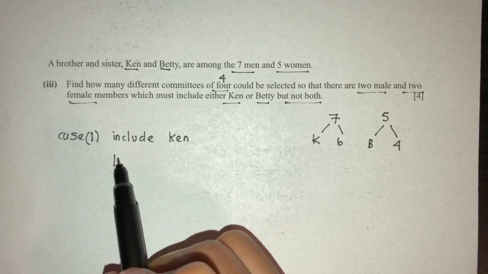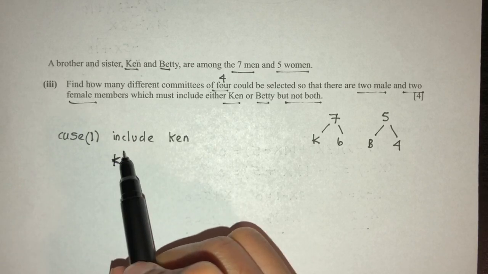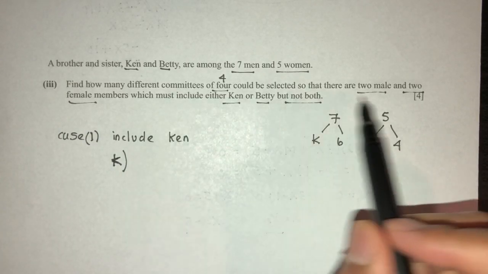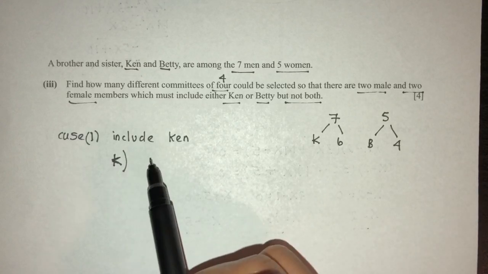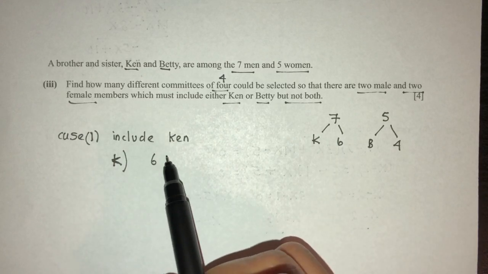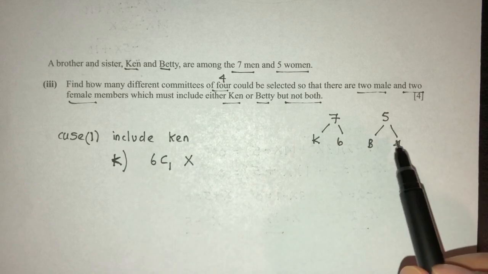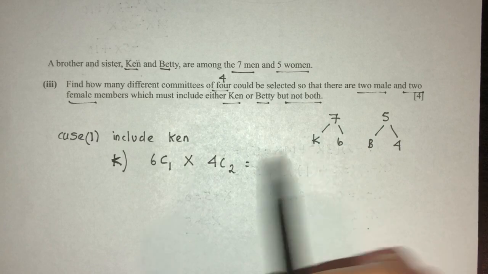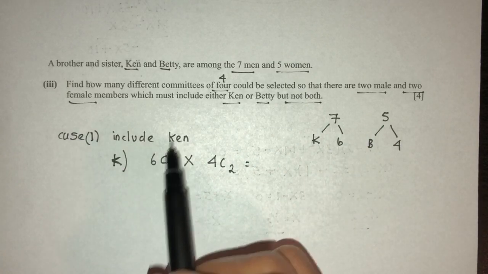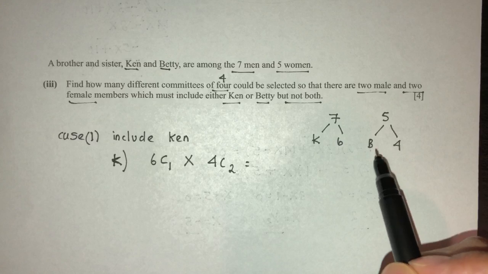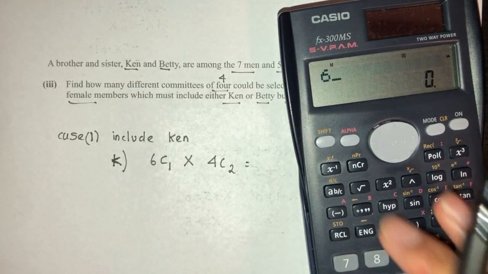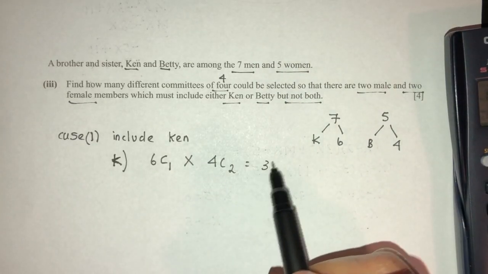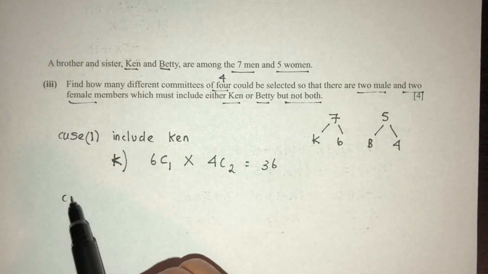So let's say Ken is chosen, we choose Ken, and then we forget about him. That is 1 man. Now the rest will be, we have to choose 2 males, so 1 is selected already, so we have to choose from the 6 remaining, we have to choose 1, times from the 4 here, we have to choose 2 female, because we cannot put both of them in the one team. We can only choose Ken, and then the rest will be the other females and not his sister. So 6 choose 1 times 4 choose 2. That will be 36.